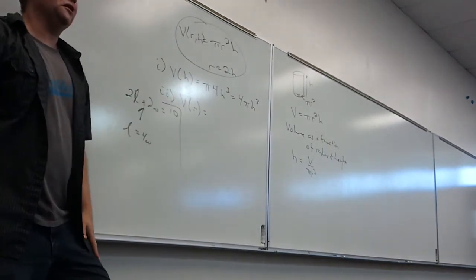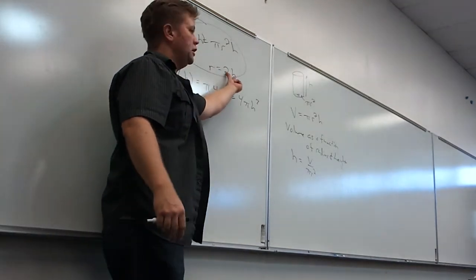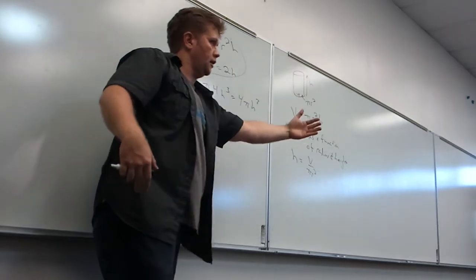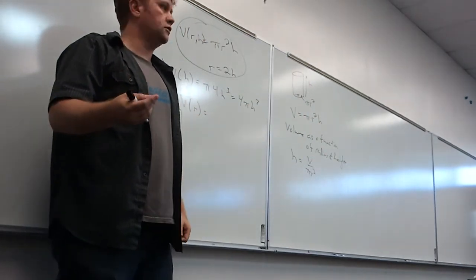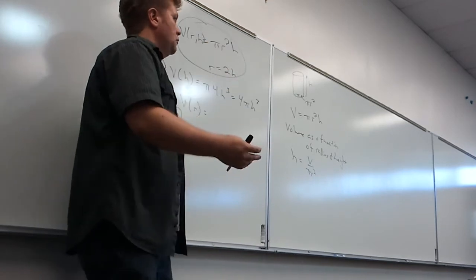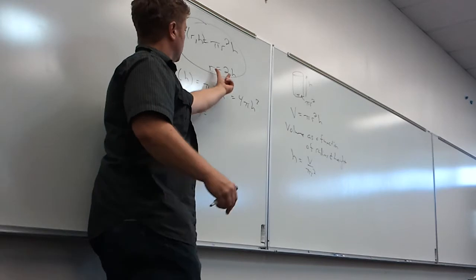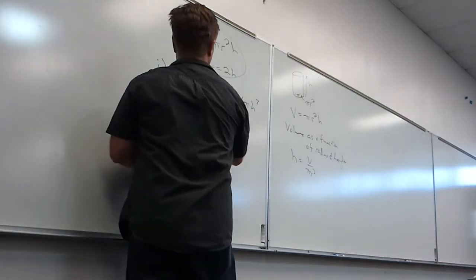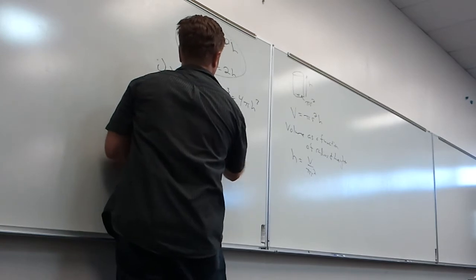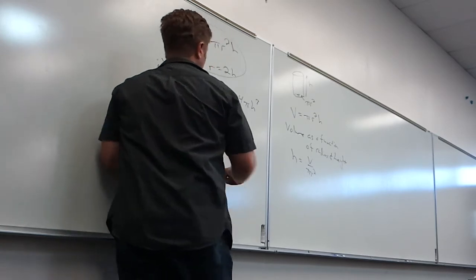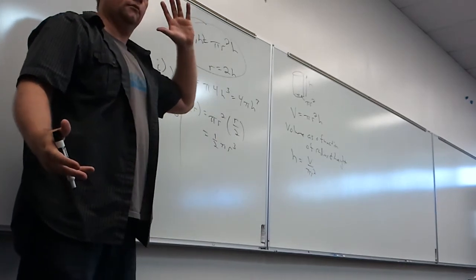Probably because I wrote it up there. Instead of replacing r with 2h, you replace h with r over 2. You just replace the letter you don't want with something related to the letter you want, right? If you have it, and here we do. So we would plug into h, we plug r over 2. So you get 1/2 pi r cubed. So that would be volume as a function of radius.